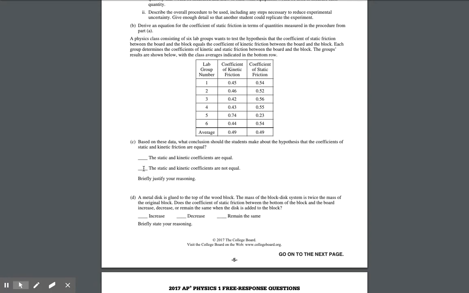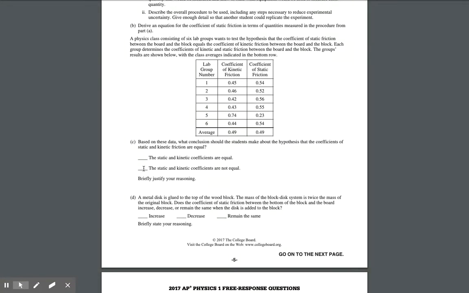Okay, so you should immediately already know the answer to that question as well. Does mass affect mu? Does an increase in mass cause an increase, decrease, or no change? Explain. Okay, so that comes from what the definition of mu is.